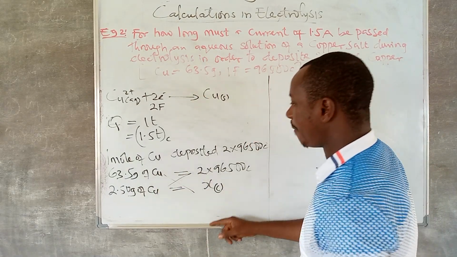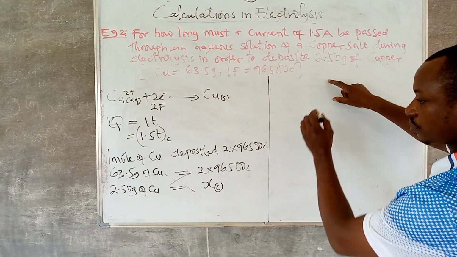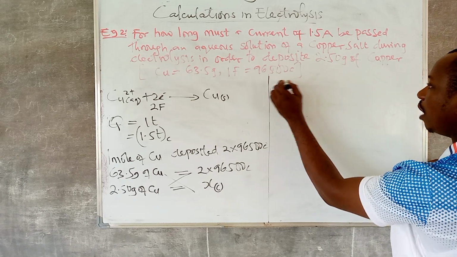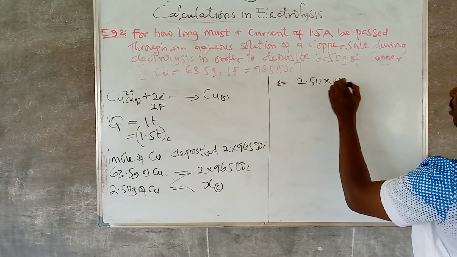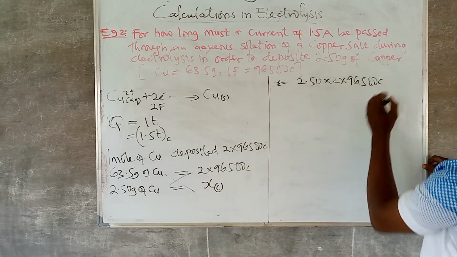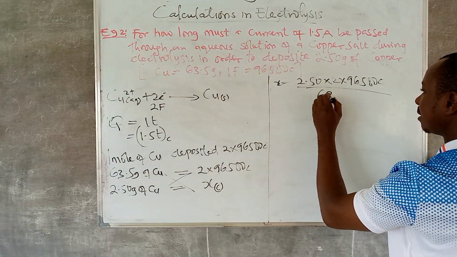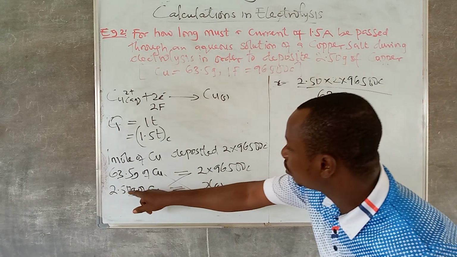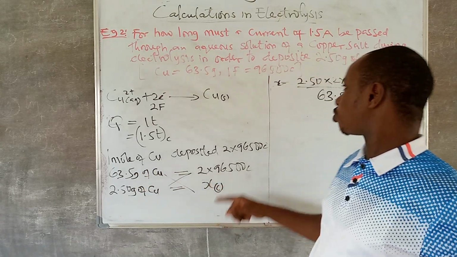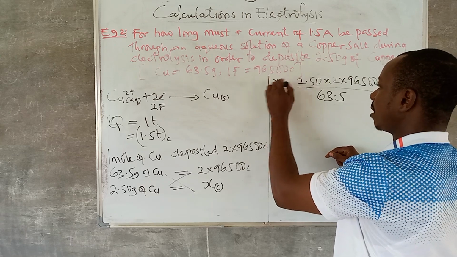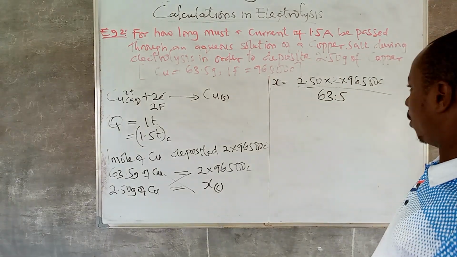You cross multiply. This thing simply means, let me come over to this place for clarity, x equals 2.5 times 2 times 96500 coulomb, all divided by, this is simple cross multiplication, all divided by 63.5. I have used this one to multiply these ones, and use this one to multiply this one, and thereafter make x the subject of the formula. It's simple mathematics of which you can get it. When you are not clear, you ask me a question below or on the comment side.